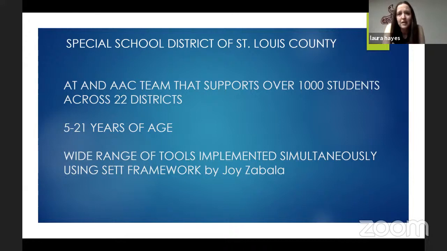Our AT team recommends Read&Write for Google, Clicker, PixWriter. We utilize SGDs, I mean speech generating devices, across all companies. So PRC, Saltillo, Tobii Dynavox, Forbes, Krick. We utilize all of it.